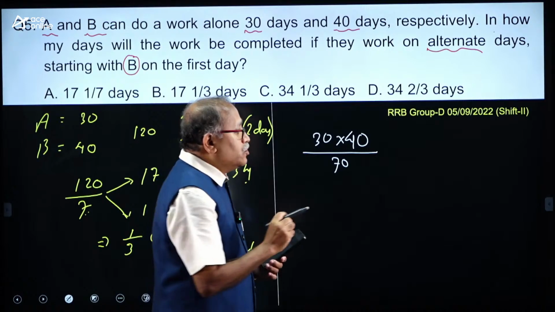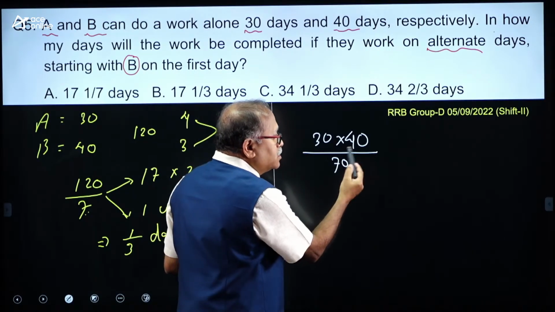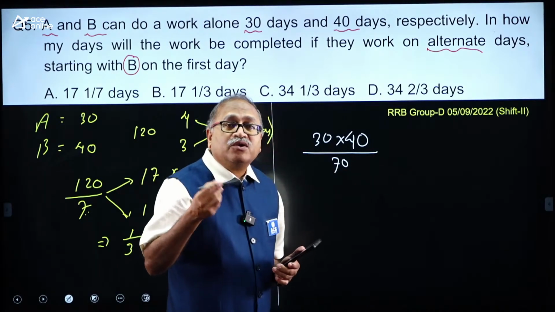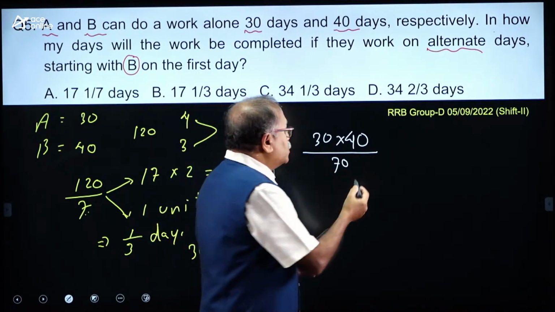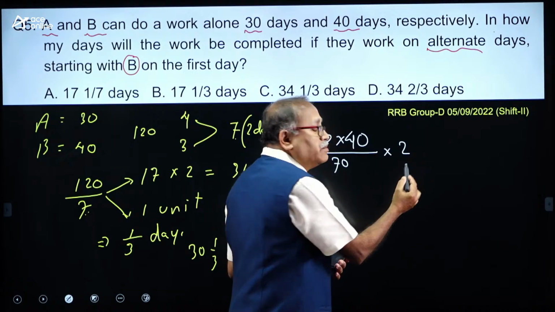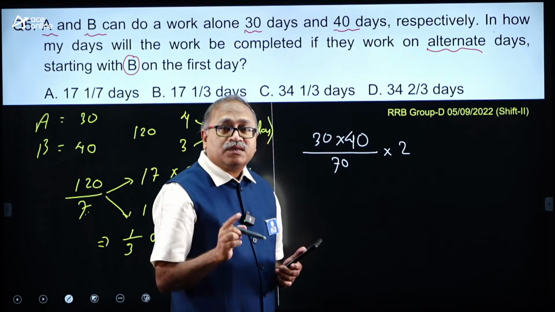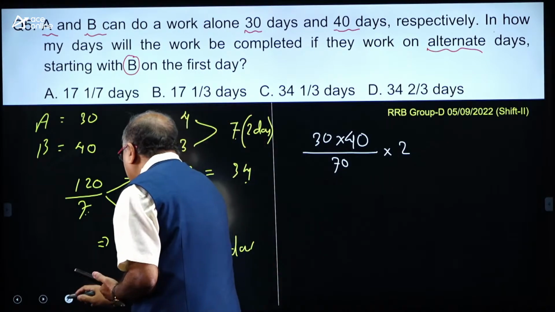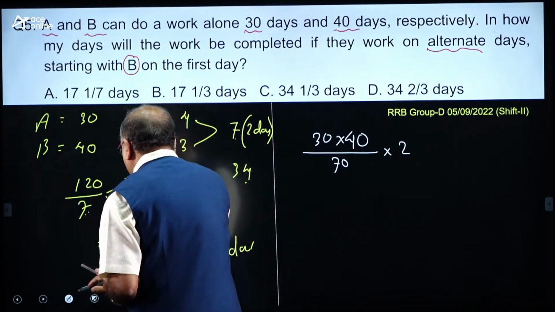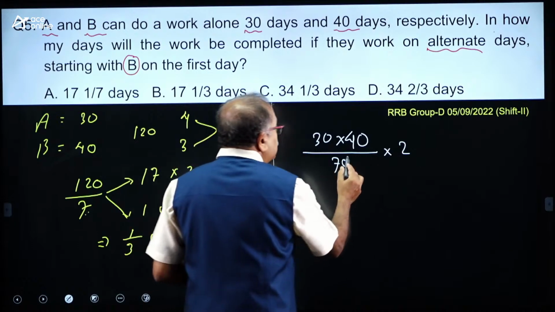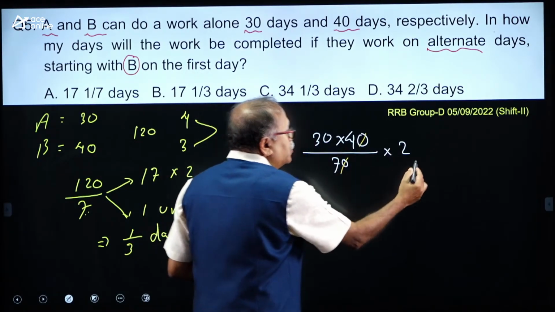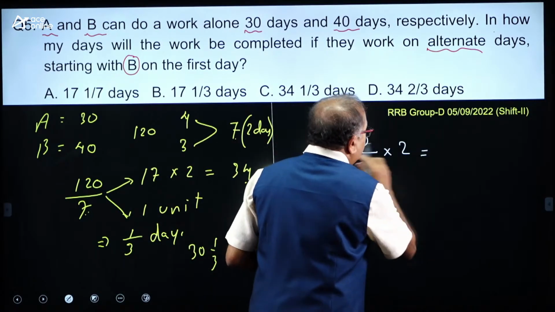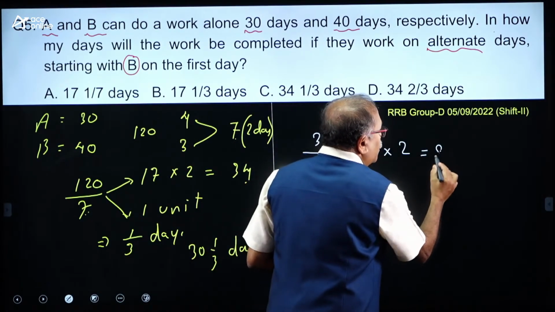Okay. Now, that's the total work. But as they are working on alternate days, the time taken will become double. See the difference between this solution and this solution here. So what am I going to get over here? I will cancel this 0, 0, 12 and 24. So I am getting 12 into 24, 240.